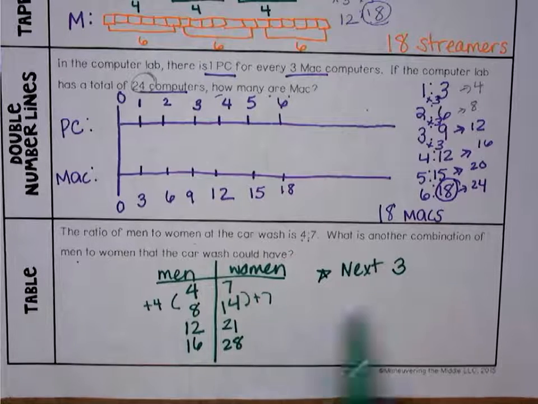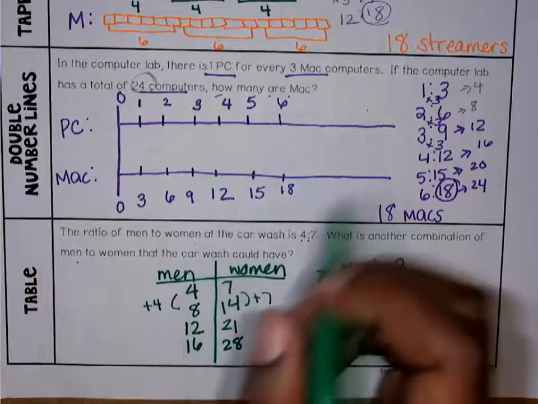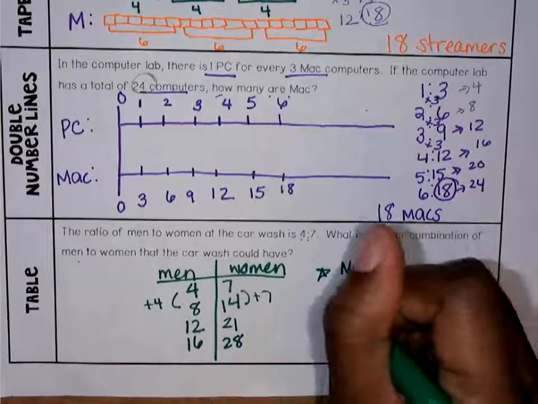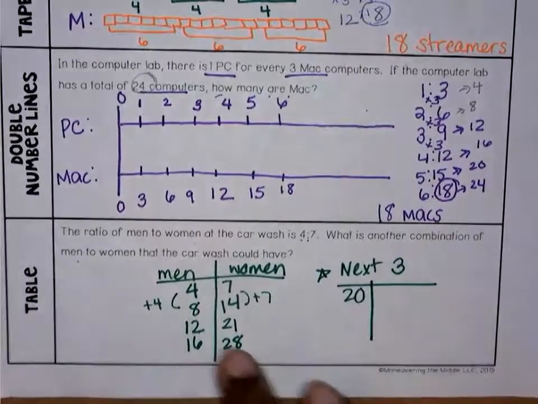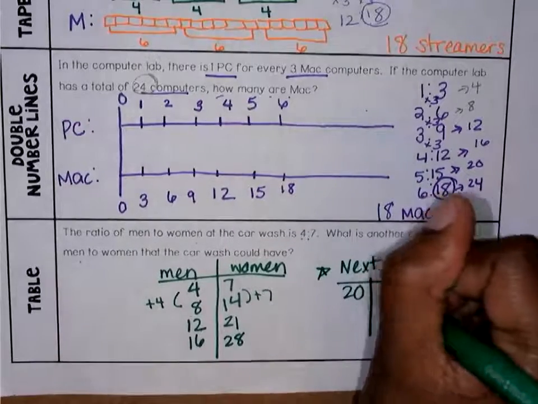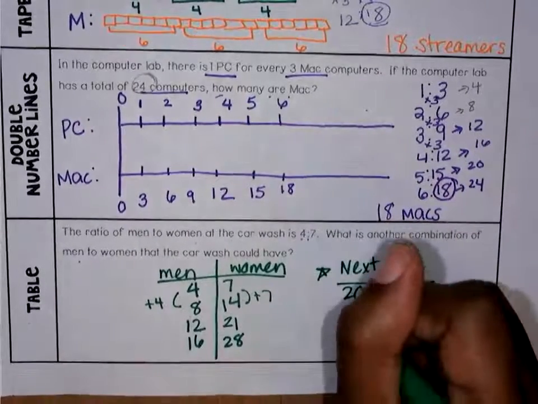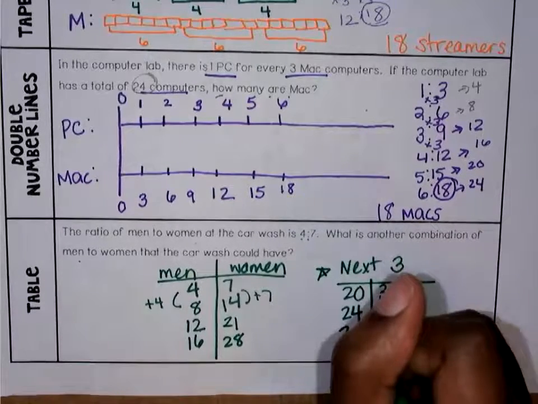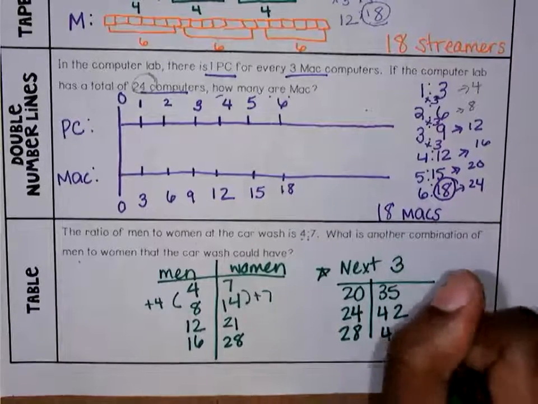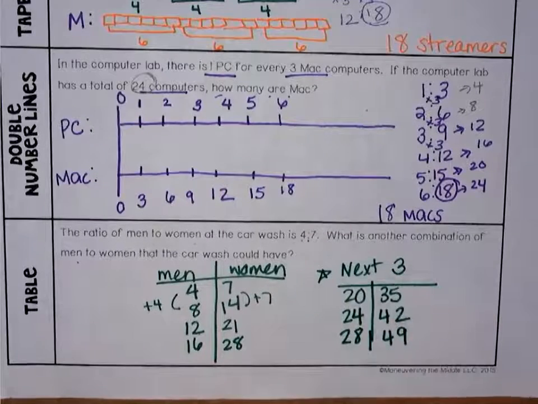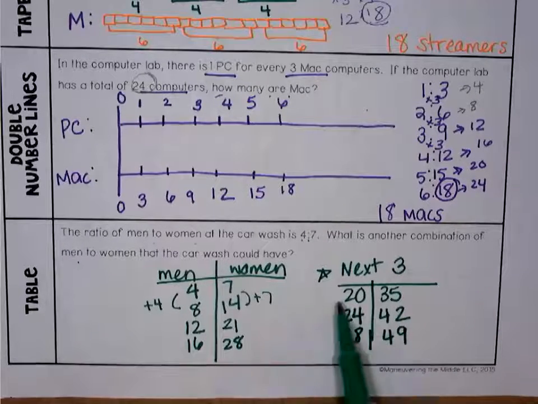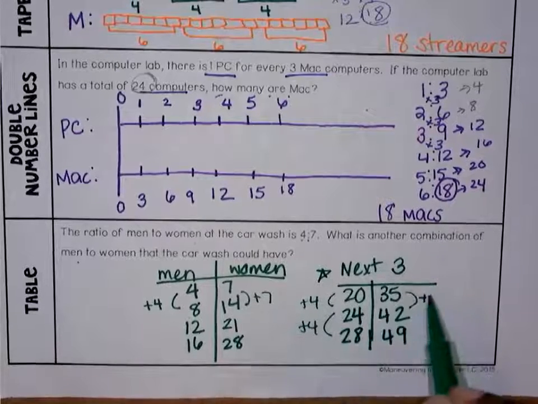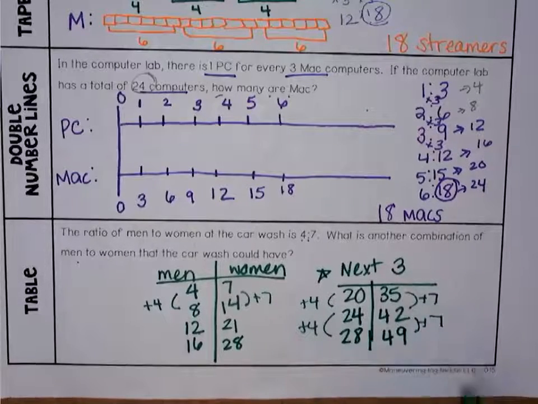All right, so the next 3 ratios, after 16, it will be 20 compared to 35. And then you'll have 24 to 42, and you'll have 28 to 49. Those are the next 3 ones. Remember, this one is getting bigger by 4 each time. This side is getting bigger by 7 each time.